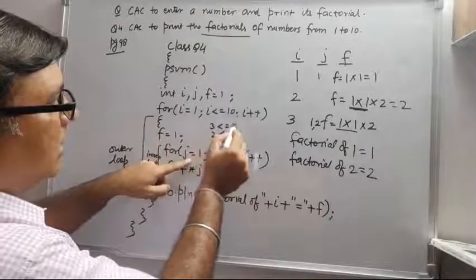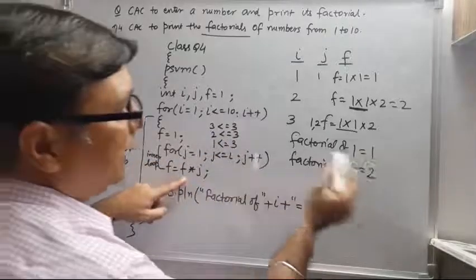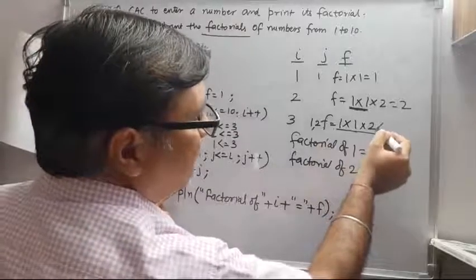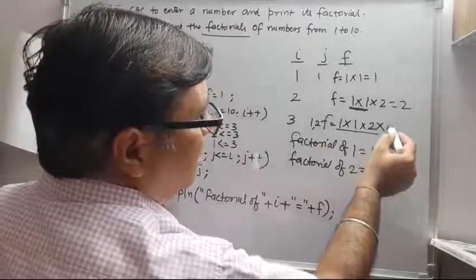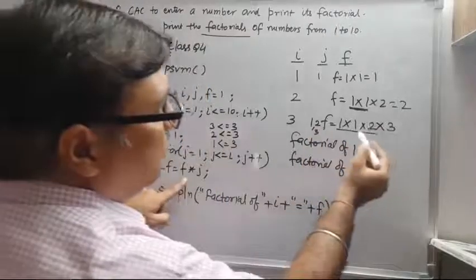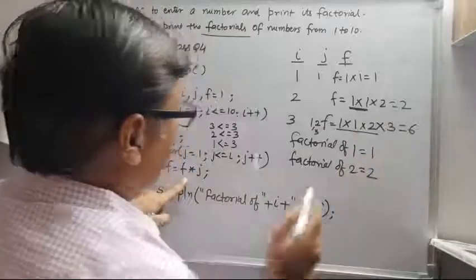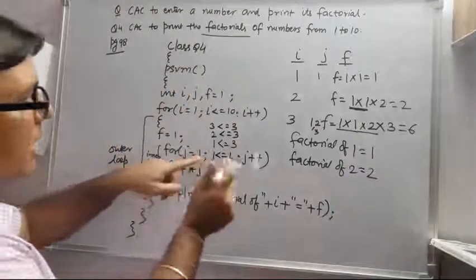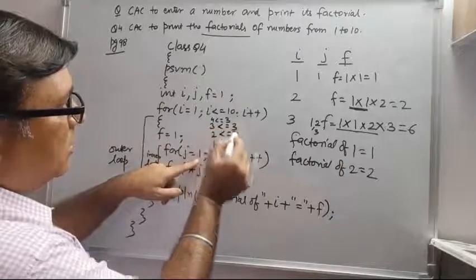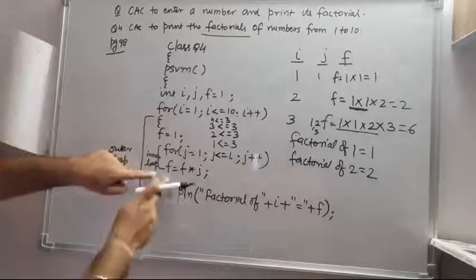3 is less than equal to 3. This condition is again true. This will move forward. f is equal to f into j. What is j? That is 3. So 1 into 2 into 3, that is 6. It will move again. j will become plus plus, that is 4. 4 is less than equal to I, that is 3. This condition is false, therefore this will terminate.